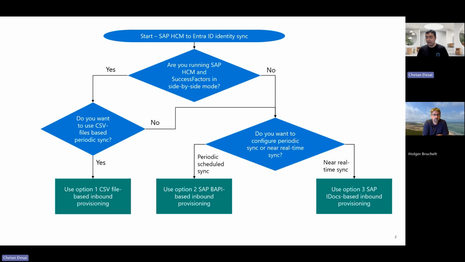And then if you want to run a real-time sync, wherein as soon as a change happens in SAP HCM you want those changes to flow into Entra ID, then you can use the IDocs-based provisioning approach. Okay. And you may choose a hybrid approach as well. Maybe for terminations you want a near real-time sync, but for others you prefer to go with a BAPI-based sync or a CSV-based sync. That's fine. I mean, all these options are available to you.